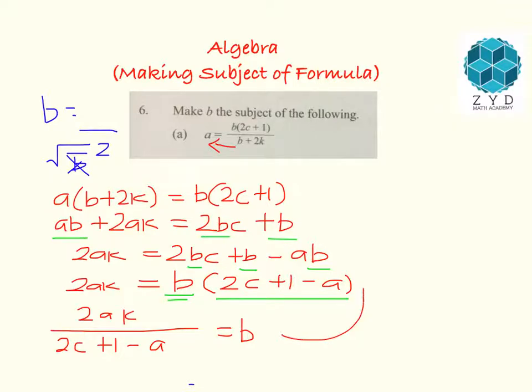So a nicer way of presenting this is b is equal to 2ak over 2c minus a plus 1. Okay, so that is how we make b the subject of the formula.